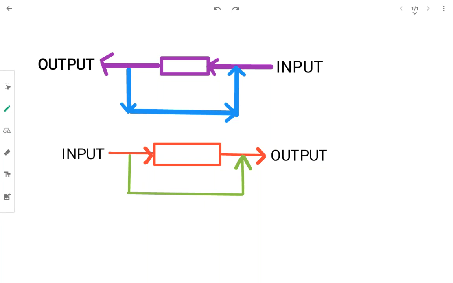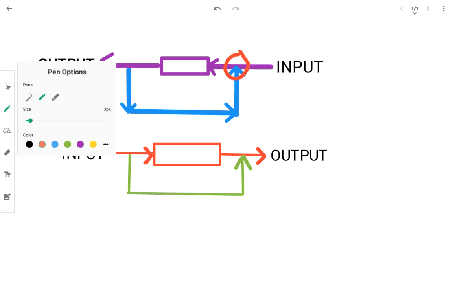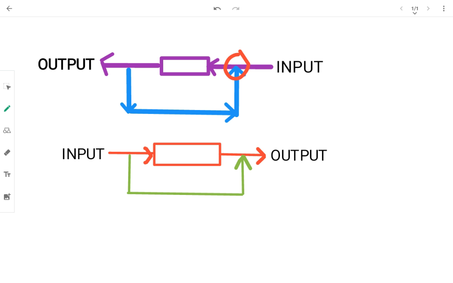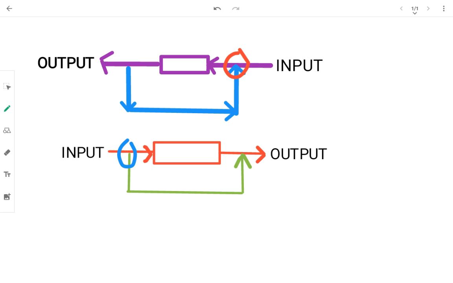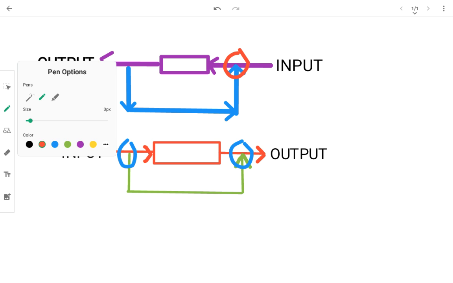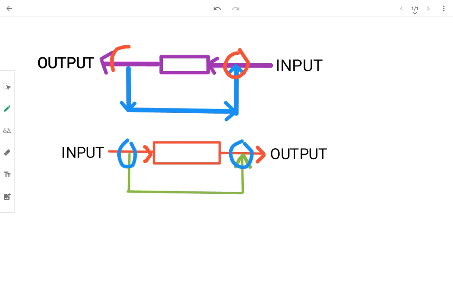If you see, for the first diagram, the arrow for input is coming into the input. But for the second diagram, let me change the color. For the second diagram, the arrow is going out from the input. Same for the output. In the second diagram, the arrow is coming into the output, and for the first diagram, the arrow is going out of the output. That's the difference, and that is named for this point.